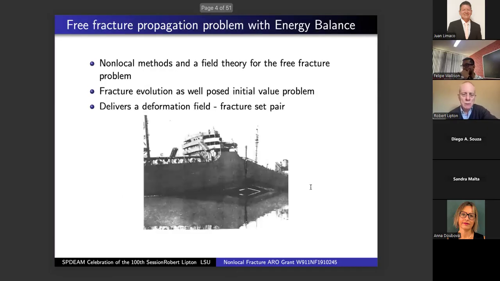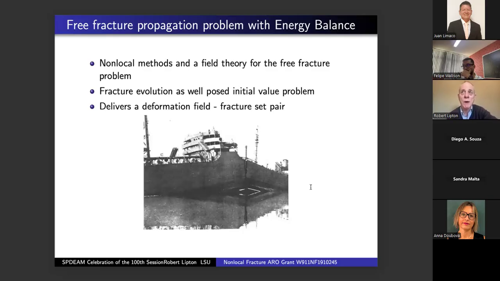Basically, again, we'll talk about non-local methods as a field theory, and I'll explain that in a minute, for the free fracture problem. Free fracture problem means we need to determine the location and time of a crack in addition to the elastic fields surrounding the crack. So we want to find both of these things, where the crack is, how it evolves, and its interaction with the elastic fields, and vice versa, the interaction on the crack by the elastic fields, because they could be used to steer the crack, a control problem.